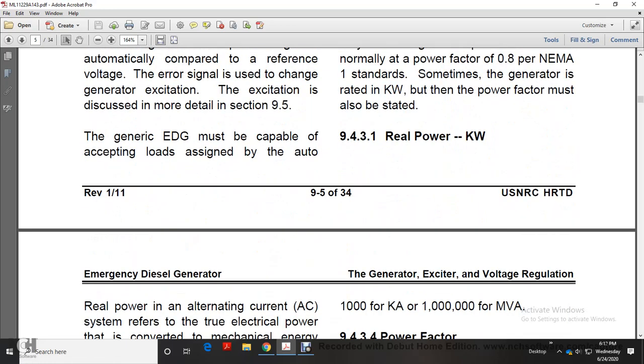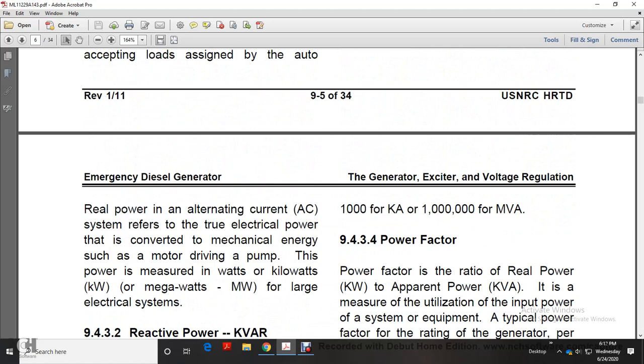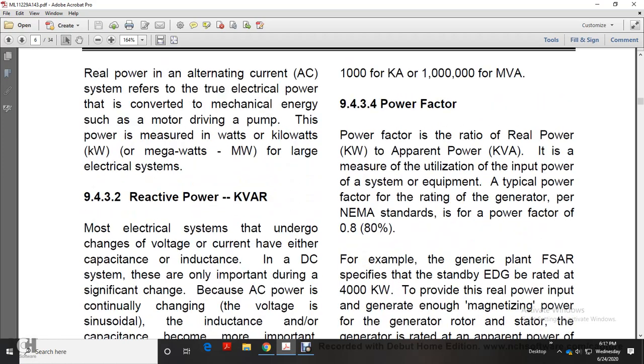9.4.3.1 Real power, kilowatts. Real power in alternating current refers to the true electrical power that is converted into mechanical energy, such as for a motor-driven pump. The power is measured in watts, kilowatts, or megawatts, MW, for large electrical systems.